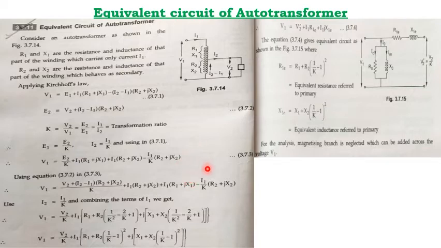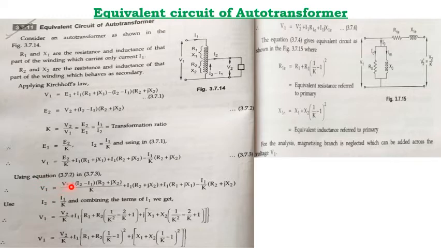Now here you can consider equations 3.7.2 and 3.7.3. Call this 3.7.3. You just consider these two equations. Now in place of E2 here, substitute E2 is equal to V2 plus (I2 minus I1) into (R2 plus jX2). That means put this in equation number 3.7.3. So if you substitute here, what will you get?